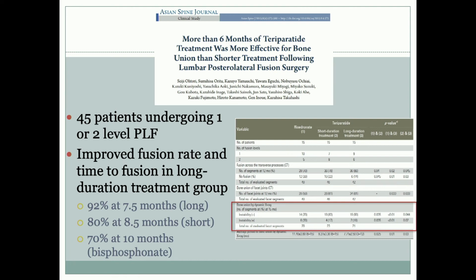So on average over 13 months total on Forteo, 92% fusion rate at 7.5 months, versus the short duration group, which was about 5.5 months on Forteo, 80% at 8.5 months, and 70% at 10 months with bisphosphonates.